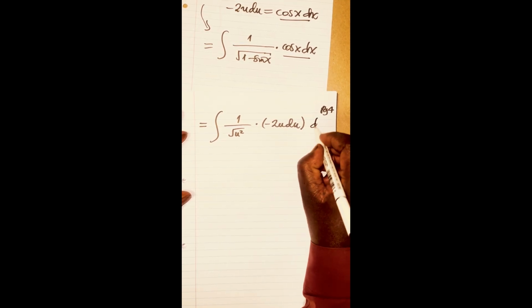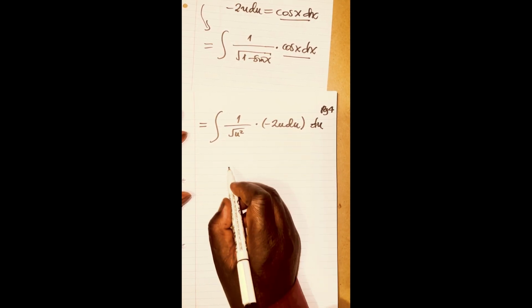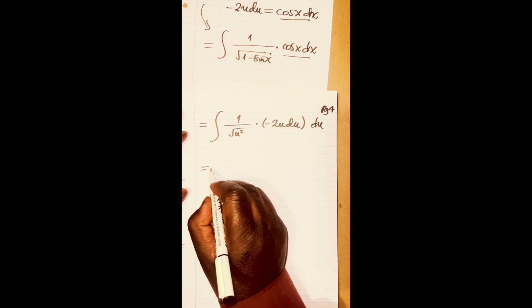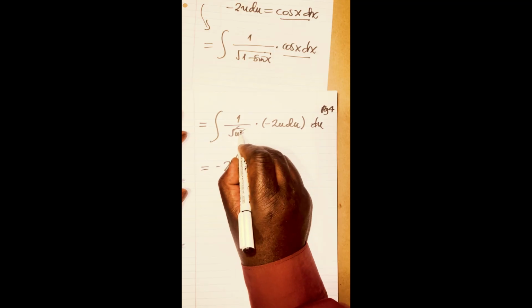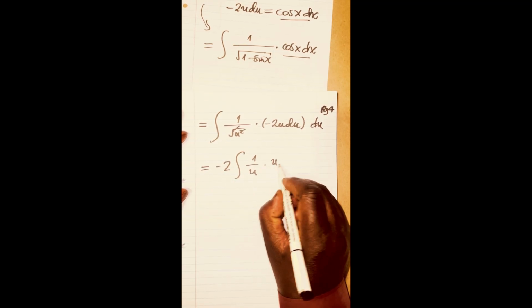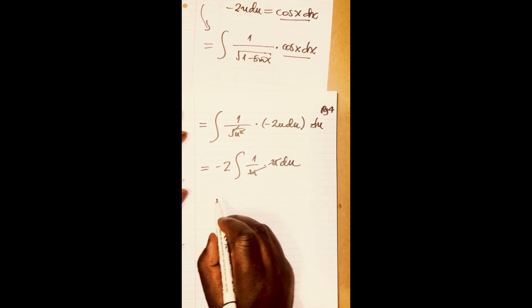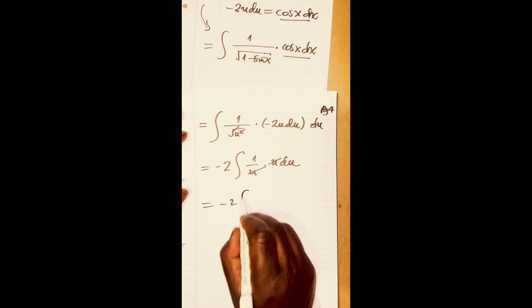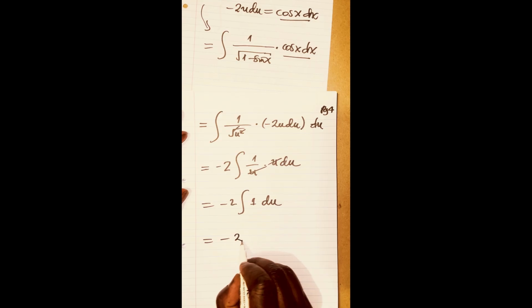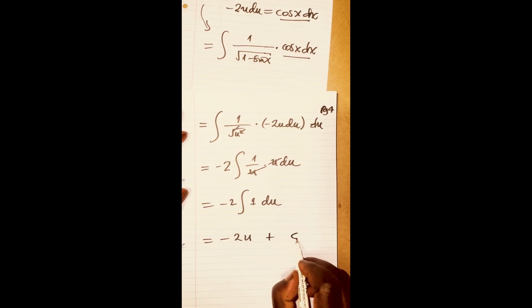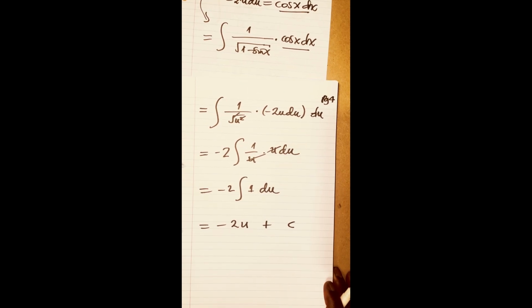So this is what we have. Now du, don't forget that. And then what do we have? Minus 2 is a constant, take it out. An integral of 1 over here, remember it's just u times u du, and these cancel. So what do we have? We have minus 2 times the integral of 1 du. And you'll agree with me that this is minus 2u. And we have to say plus c, because this integral is an indefinite one.